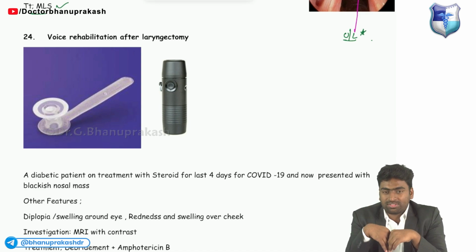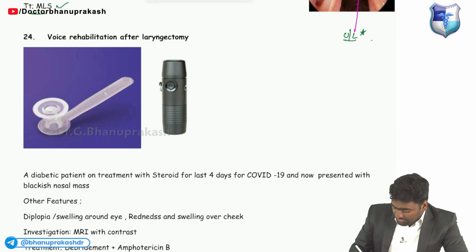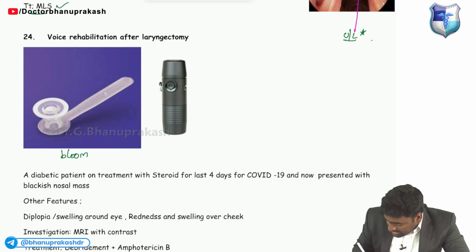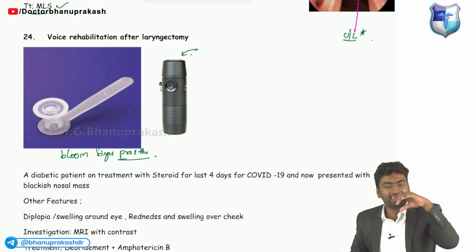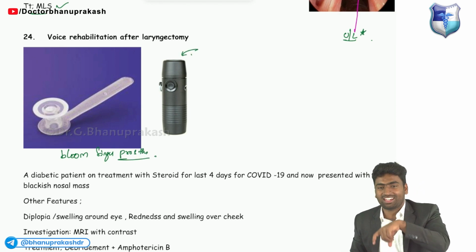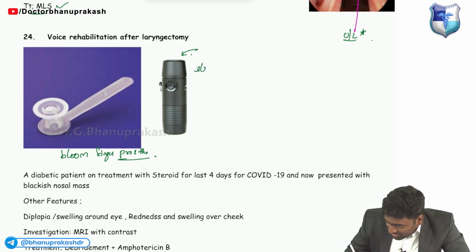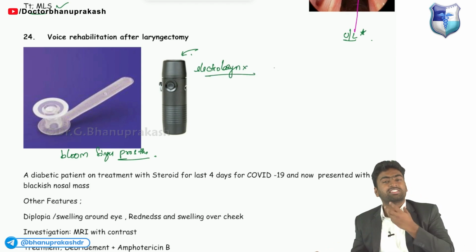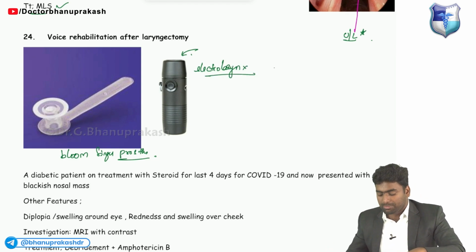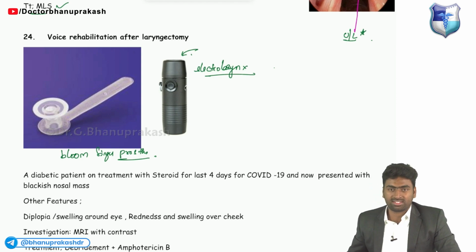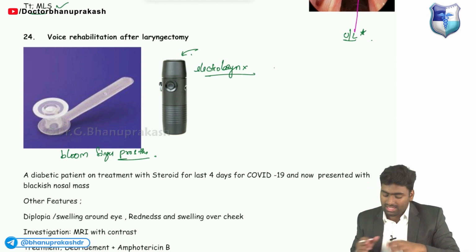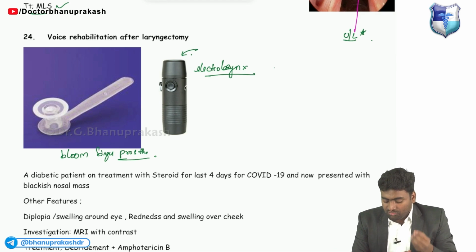There are some more devices which we can use, like this one, which is known as the Blom-Singer prosthesis. If you are able to see, this is the Blom-Singer prosthesis. Next one is the electrolarynx. It produces a robot-like voice. So the Blom-Singer prosthesis and the electrolarynx are the few methods we will use for post laryngectomy voice rehabilitation.